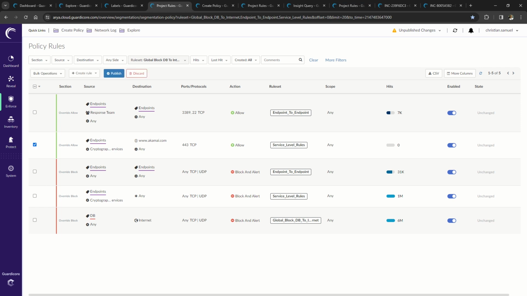The above override allow rule allows endpoints to use cryptographic services to access www.akamai.com using only port 443.